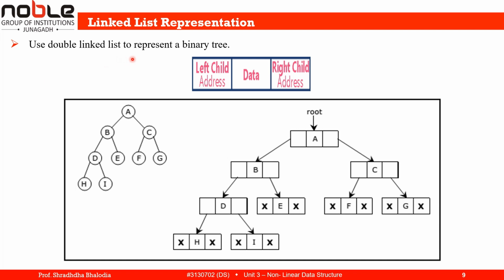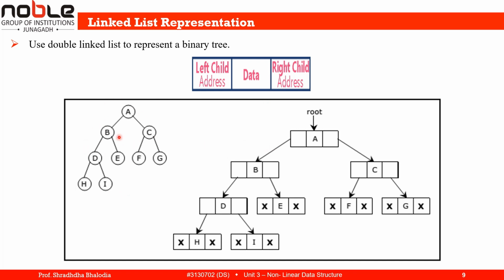So we can use the doubly linked list as a representation. In the middle we put the data element, on the left side we add the left child address, and on the right side we add the right child address. So this is how the doubly linked list is used for binary tree data representation.